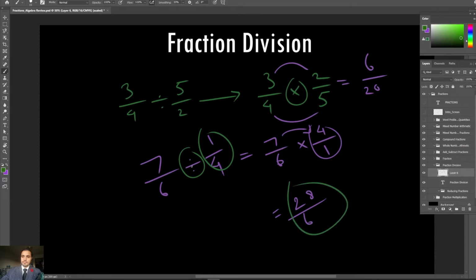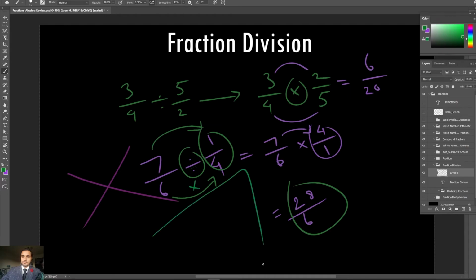Once you have turned the division symbol into multiplication, that leads to the inversion of the second fraction. So 1 over 4 becomes 4 over 1. And remember, at that time, you can just do the simple fraction multiplication that we learned: the top multiplied by the top, bottom multiplied by the bottom. Always remember, just turn this division into multiplication. So we'll do another question.